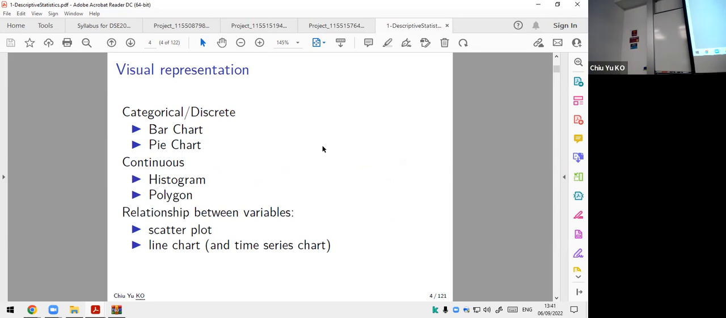No, we'll cover it. It's basically, you can do a pie chart or bar chart for discrete data. Continuous data, you go histogram or polygon. Scatter plot and the line chart. Scatter plot, we cover it. So I expect you to know the first four. I'm not going to cover it. Okay, the bar chart, histogram, you learn it by yourself.